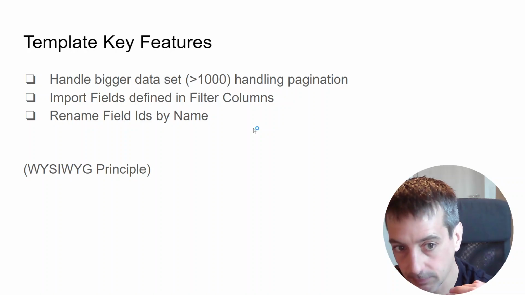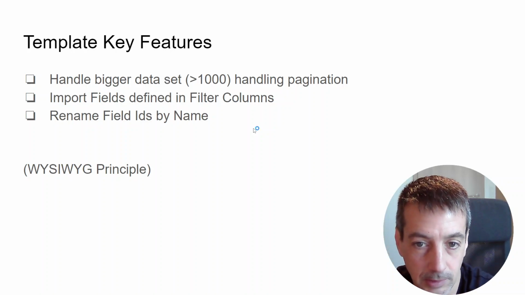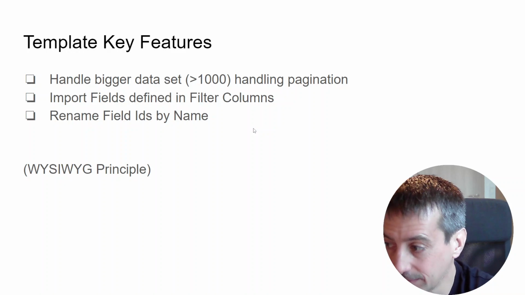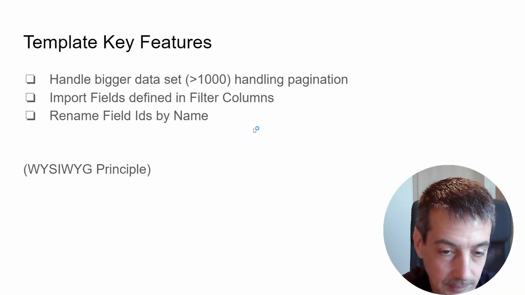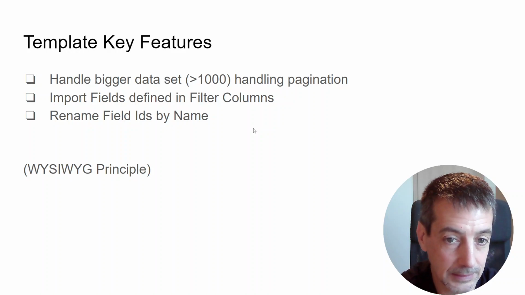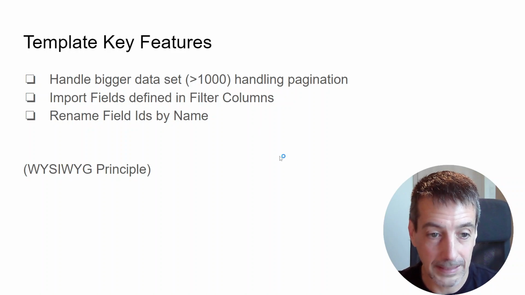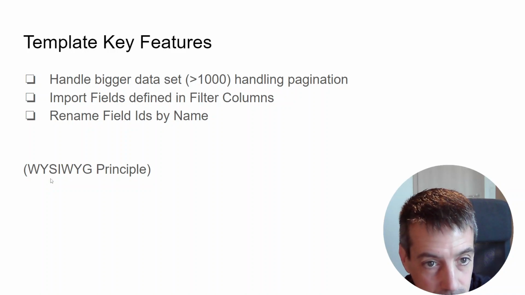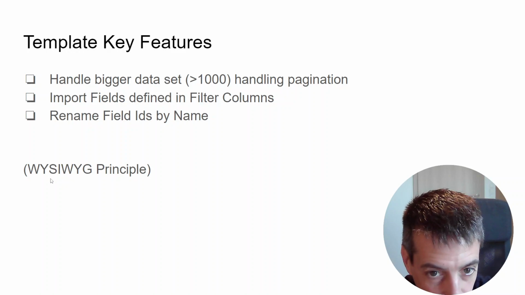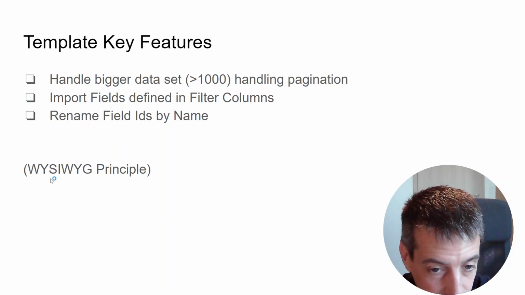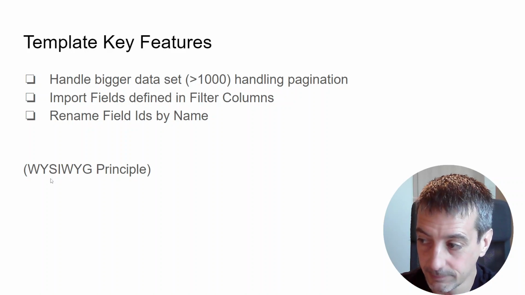And the third key feature is about the field renaming. Normally if you import your issues, you will have fields with IDs, and the IDs are not very human understandable, and you'd like to convert these IDs to the field names. This is also done automatically by the template. So in short, you have a kind of what-you-see-is-what-you-get implementation. You import all the issues you see in the filter with the columns defined in the filter, and the names are also the names of the fields and not the encrypted IDs.